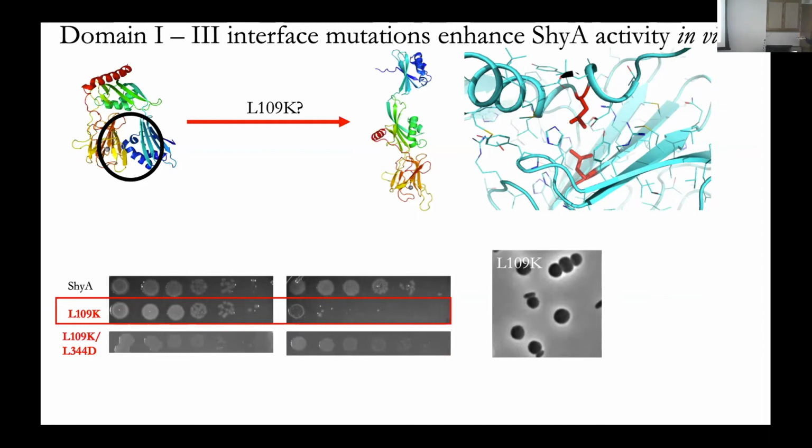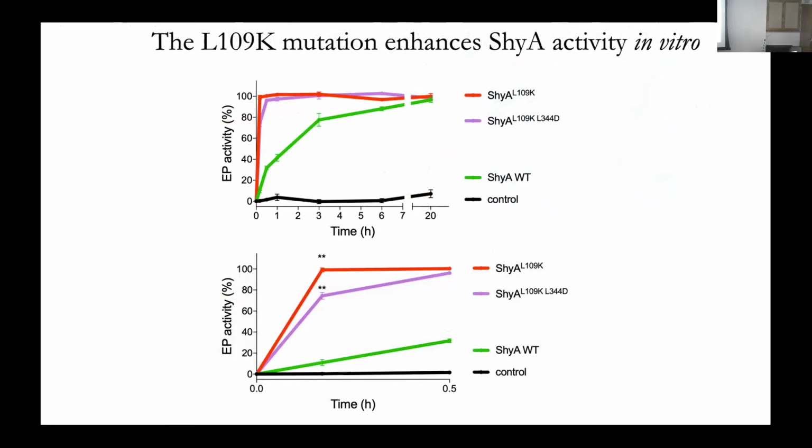And indeed it is, or at least we think, because we lose toxicity of this mutant again. And if we look at these cells, they look totally happy and healthy. So this strongly suggests that indeed these two domains interact with each other, and if we open them up a little bit, the enzyme becomes more active. We did this biochemically as well. Again, it's always nice to have a combination of genetics and biochemistry.